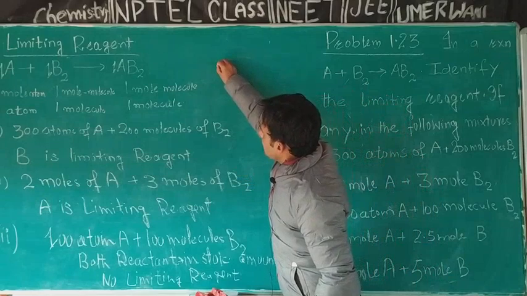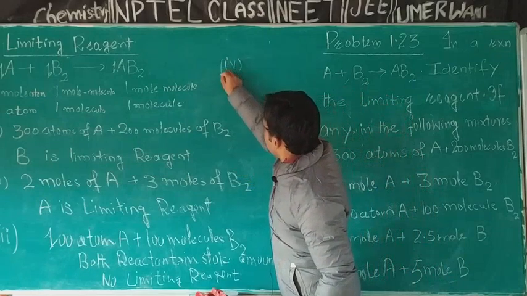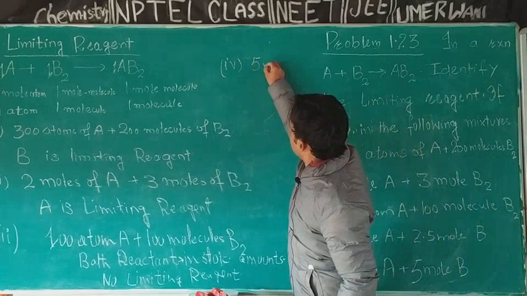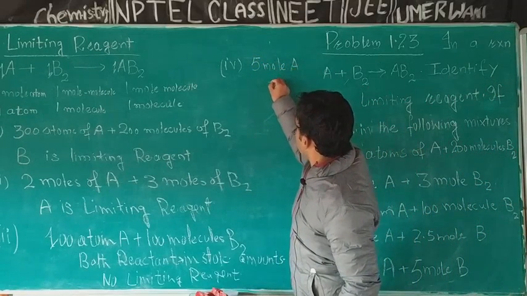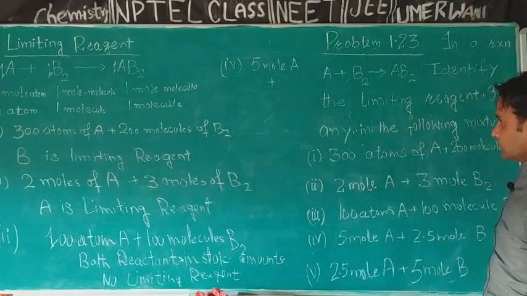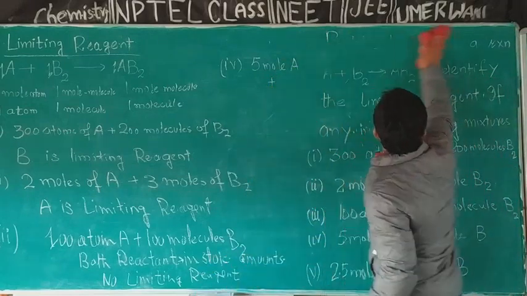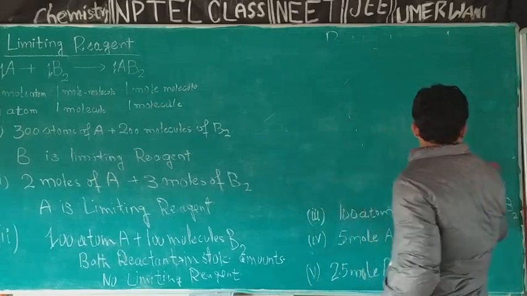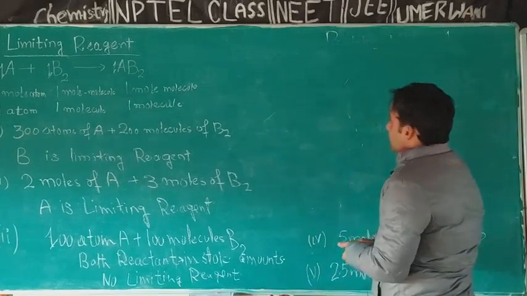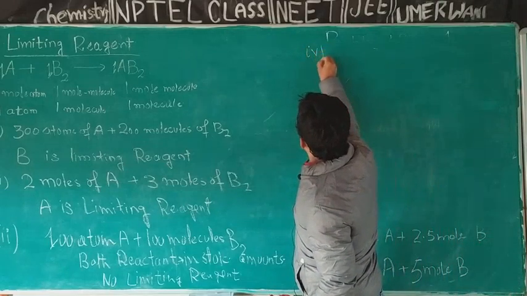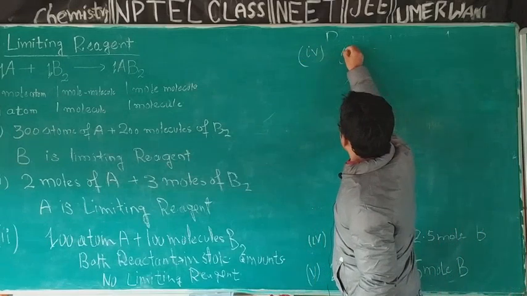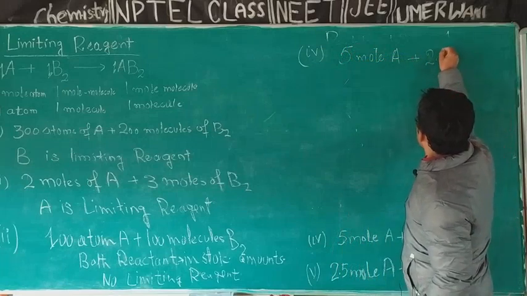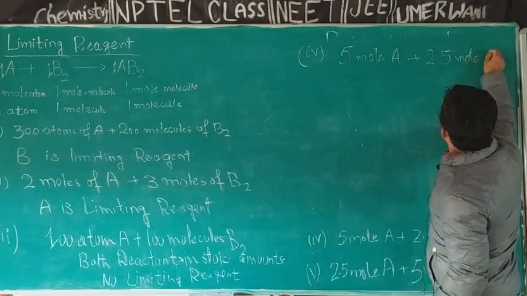Now part fourth. Part fourth is 5 moles of A and 2.5 moles of B2. You can do it yourself now.